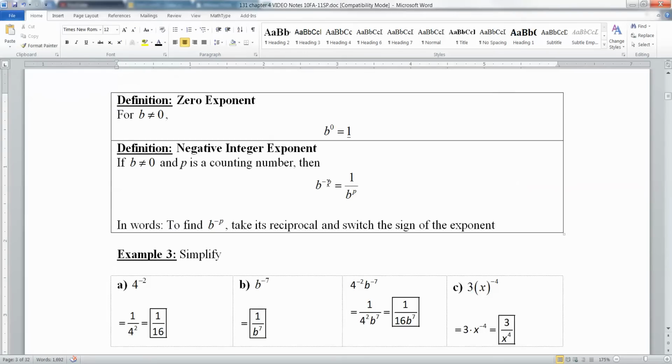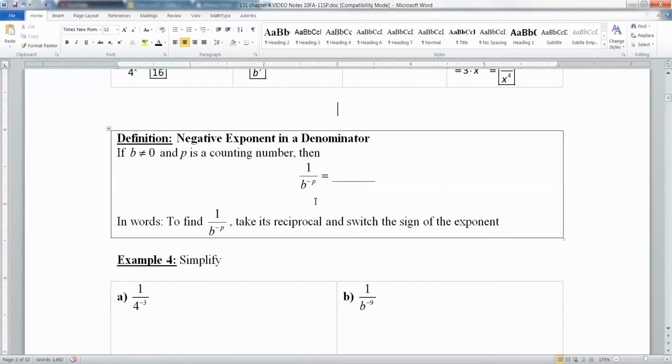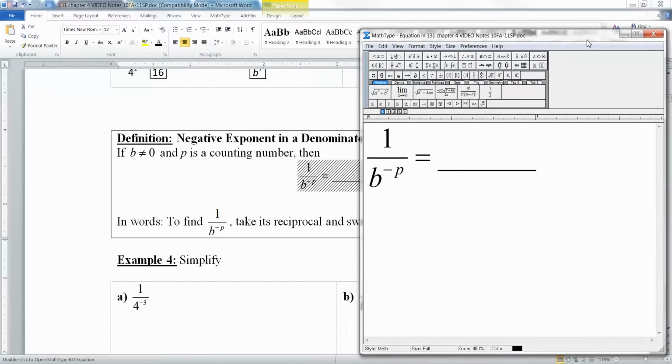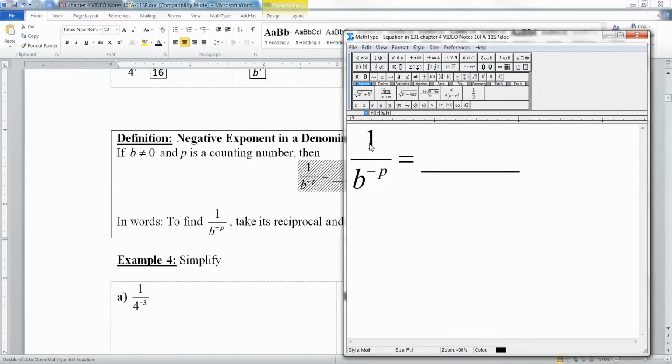Okay, so now what happens if it's in the denominator? So this was b to the negative p in the numerator. What happens if your negative power is in the denominator? Well, it doesn't really change it. So if it was in the numerator, you flip it to the denominator. If it's in the denominator, you flip it to the numerator and lose the negative in front of that exponent again.